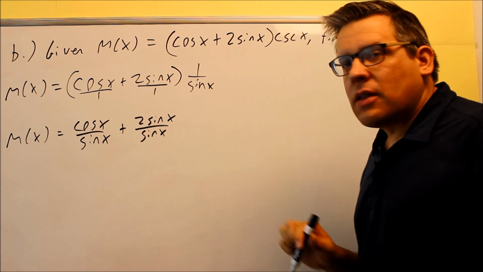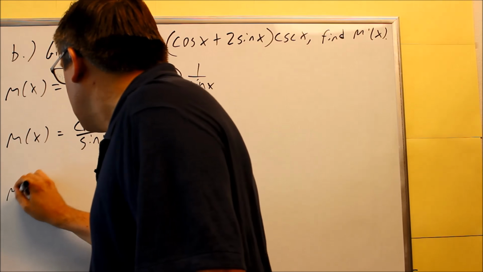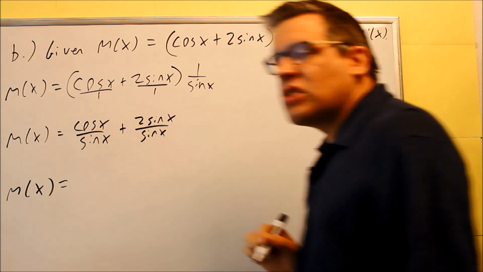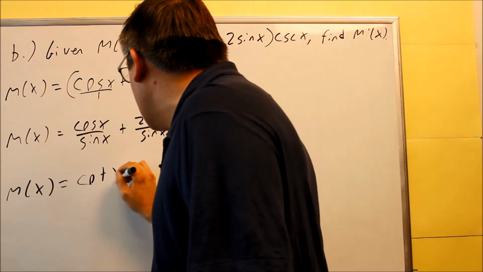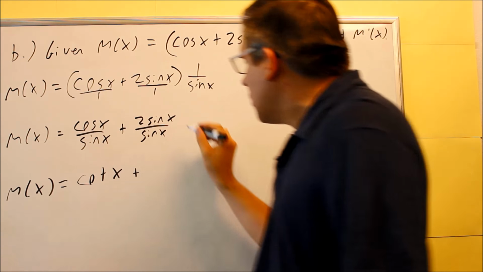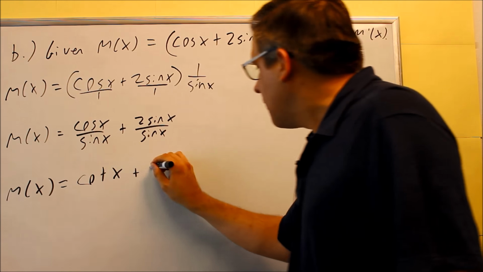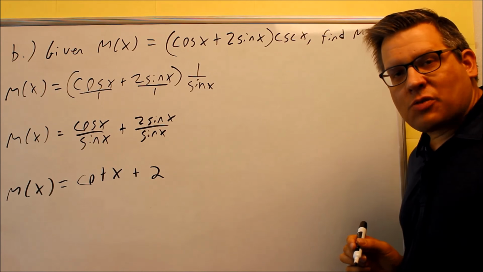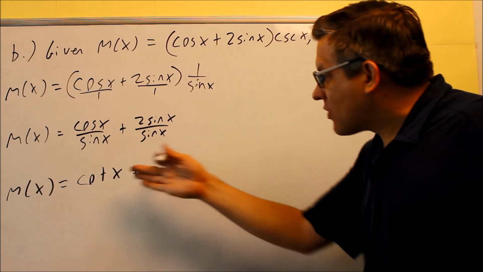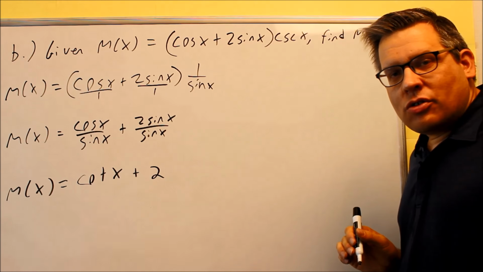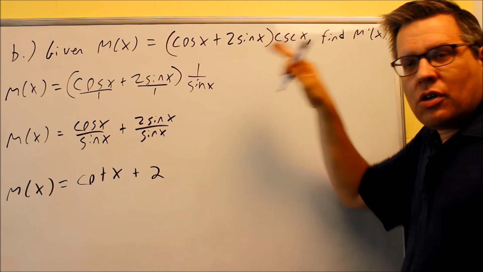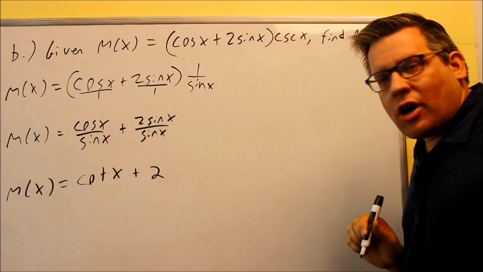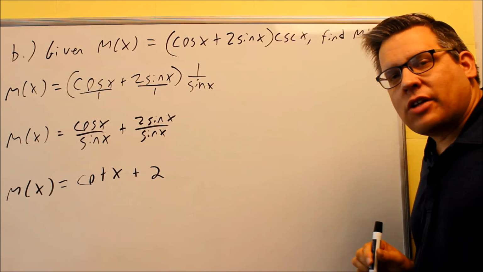Next, I need to simplify this one. Cosine over sine, that's an identity I can put in. Cosine over sine is going to be cotangent x. And then over here, the sines are going to cancel, and I get cotangent x plus 2. So now I have something that's a lot easier to work with for the derivative. Using the product rule here, I would have ended up with a bunch of things I would have to do some more simplifying with, but in this case, it's already simplified down to there.